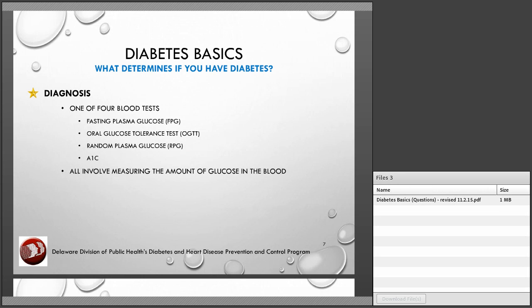How do you get a diagnosis of diabetes? Well, diabetes is diagnosed with one of 4 different blood tests. They include a fasting plasma glucose test, an oral glucose tolerance test, a random plasma glucose test, and an A1C test. All of these involve measuring the amount of sugar or glucose in the blood.